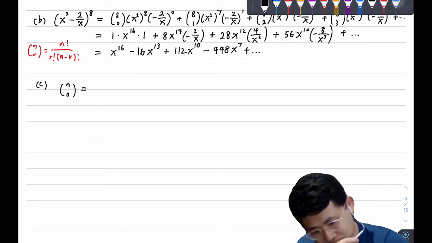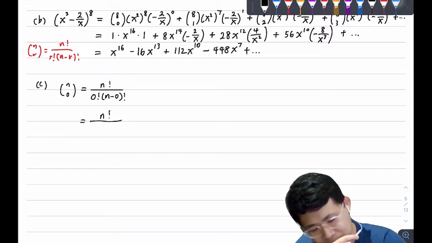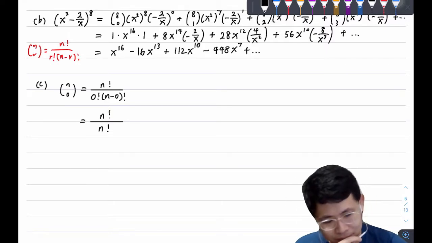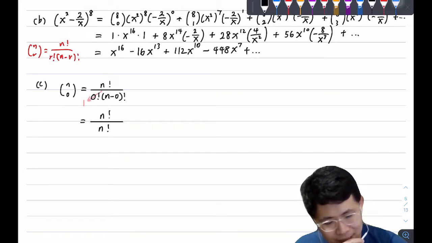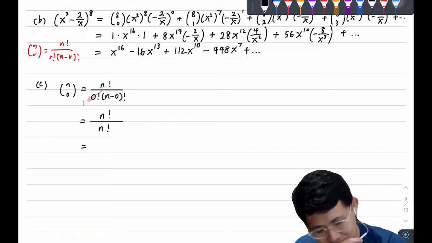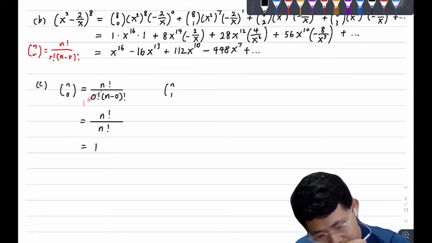n choose 0 is going to be n factorial over r factorial and n minus r factorial, based on this formula. We can simplify this as n factorial over 0 factorial, which is 1, and n factorial at the bottom. So n factorial over n factorial is equal to 1. Very straightforward.